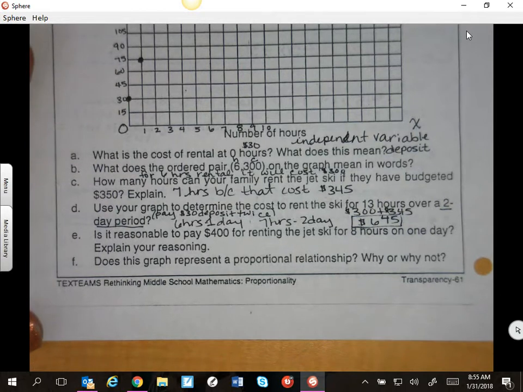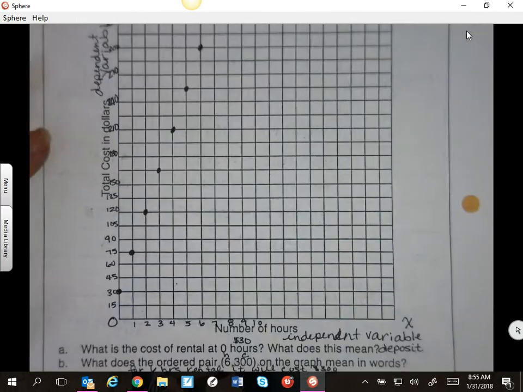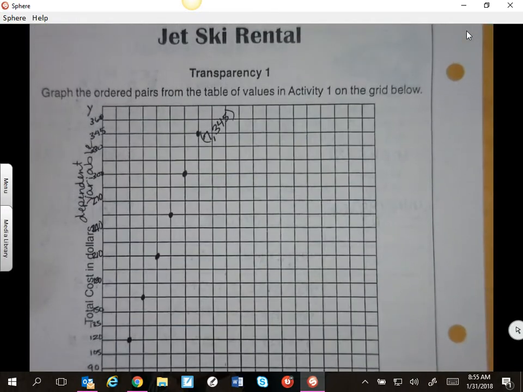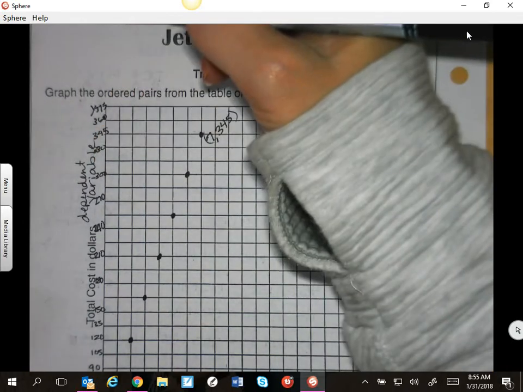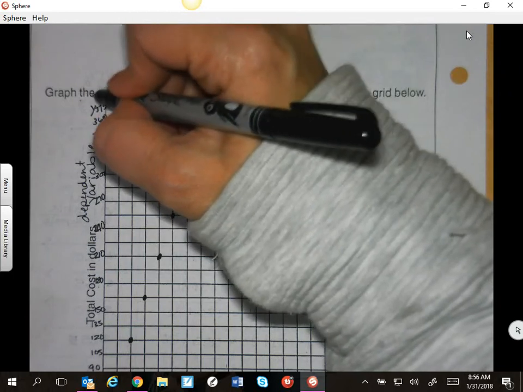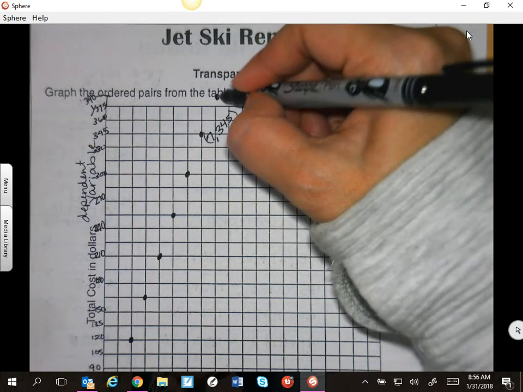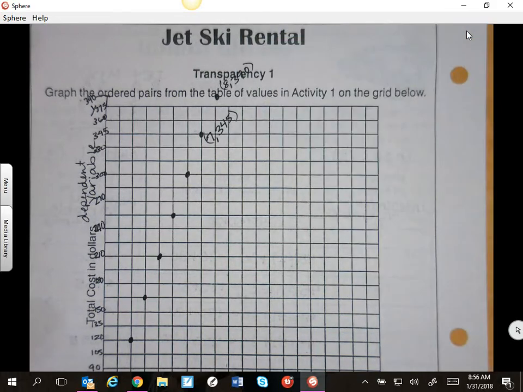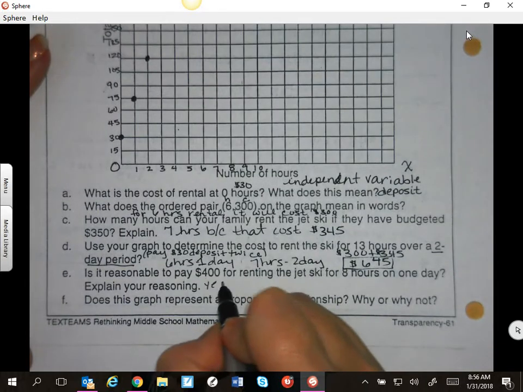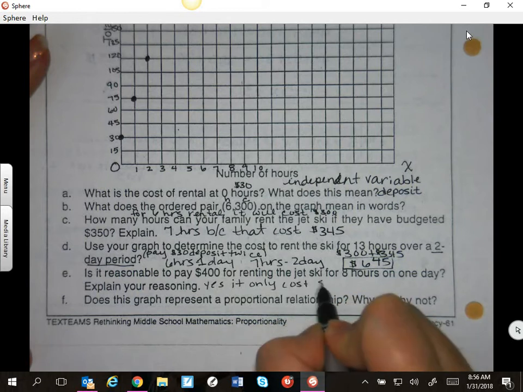Is it reasonable to pay $400 to rent the jet ski? Okay, well, we can, for 8 hours in 1 day. Well, we can keep going. So this is $375, and the next row would be $390, and that's where 8 hours would be. $390. So would that be reasonable? Yes. It only costs $390 for 8 hours.